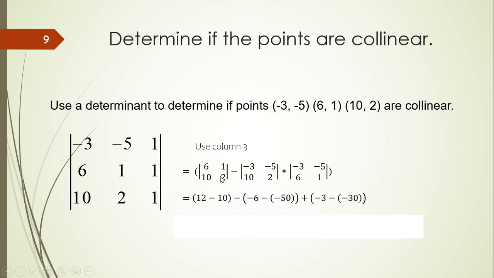This is going to be 12 minus 10 minus negative 6 minus a negative 50 plus negative 3 minus a negative 30. If I do these all up, so 2 minus 45 plus 27, I don't know what that equals to, but it's not 0. So it is not collinear.